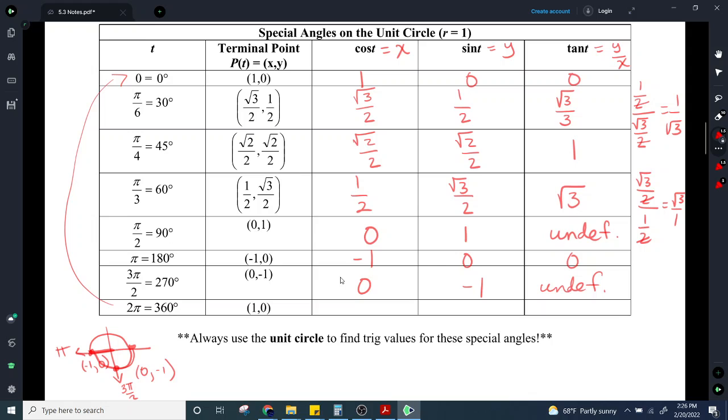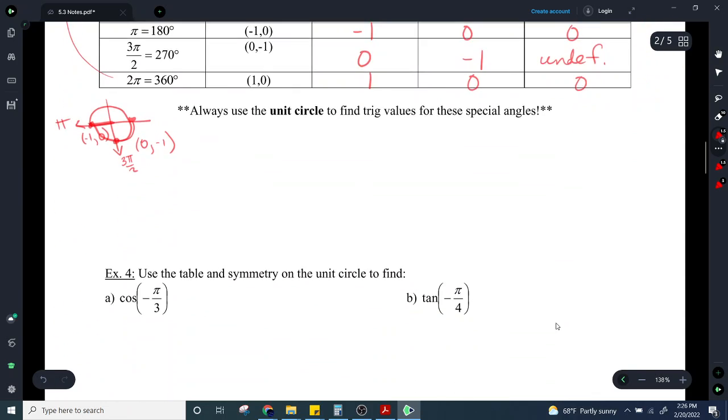So if I'm back at 2 pi, I'm back at 1 comma 0. So my cosine value is back to 1, my sine value is back to 0, and my tangent value, y divided by x, would be 0 again. All right? Do not lose this chart. Keep track of this because we're going to use this quite a bit over the next few days.